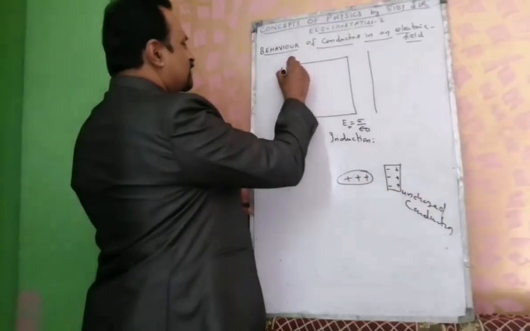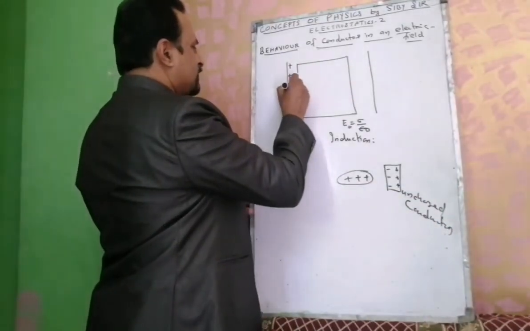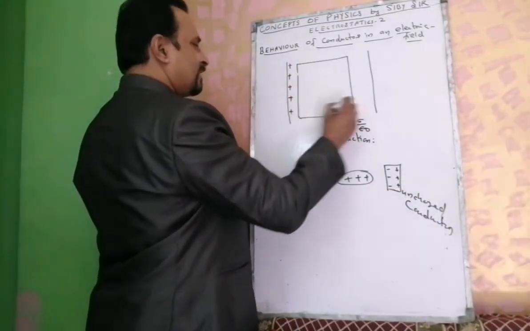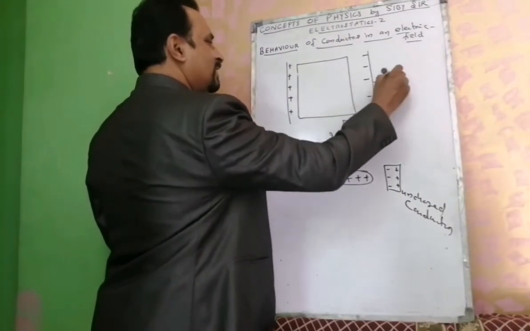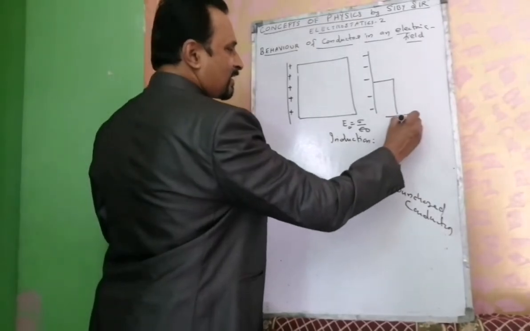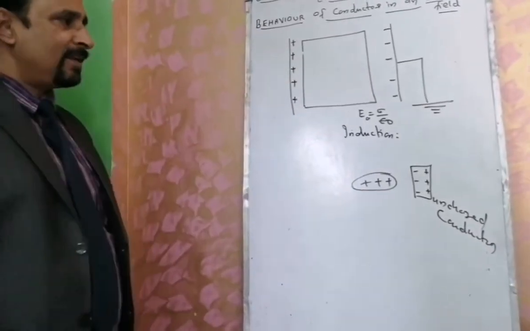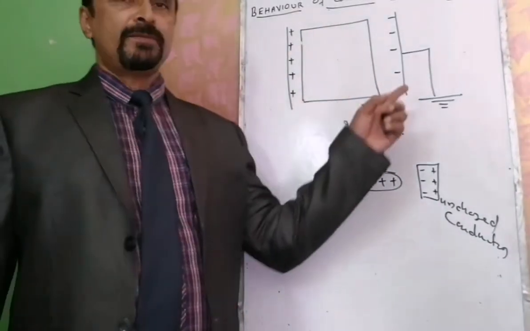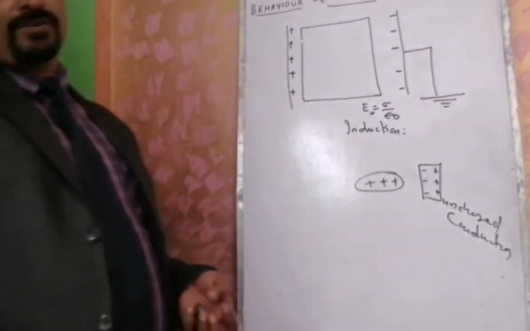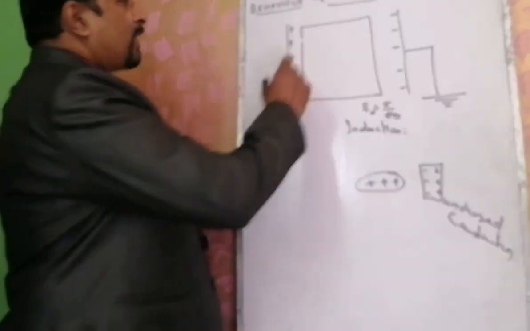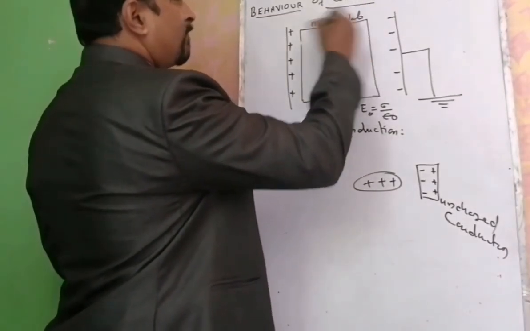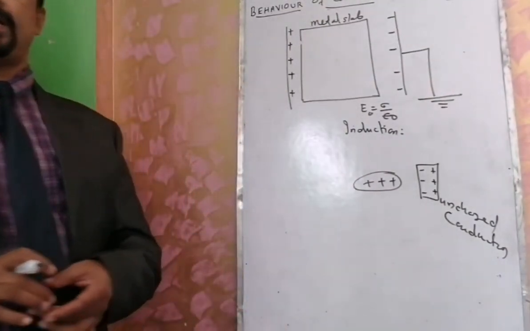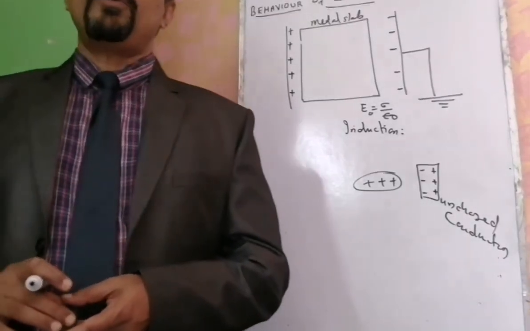Charged capacitor means one of the plates is positively charged, then the other will be negatively charged if it is earthed. This is your capacitor. In this situation, the electric field between the plates is sigma by epsilon naught. Now you are introducing a metallic slab in between the plates of the capacitor. Now what is going to happen?